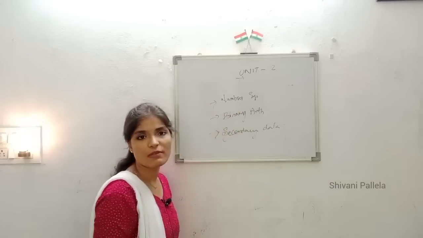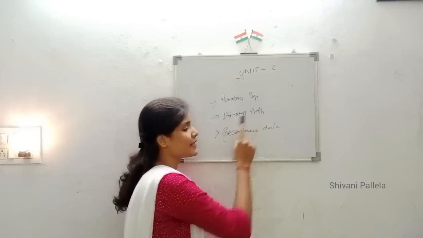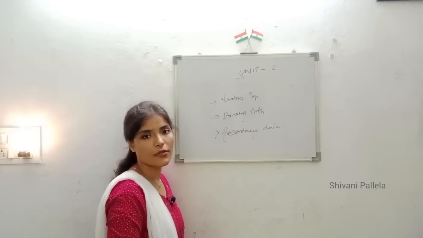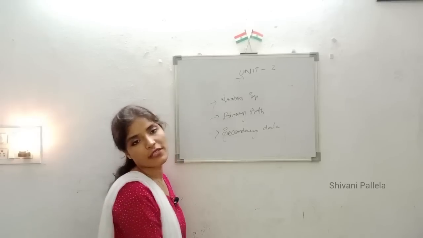Number system. What is meant by number system? One answer you will get there, that you need to be perfect. Binary arithmetic, what is it? That is also you need to be perfect. Secondary storage of data, that is also an important question.